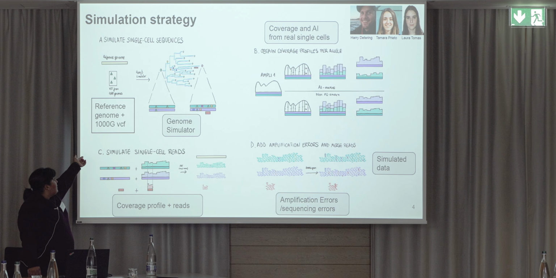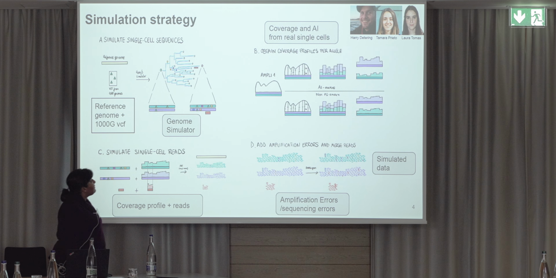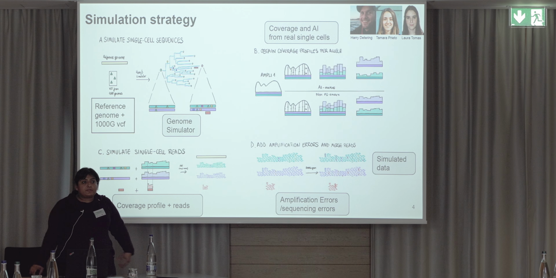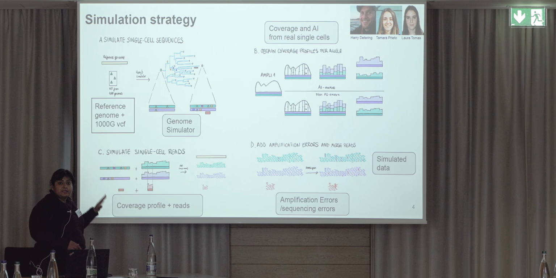So first we simulated the sequences. We introduced mutations based on the cell genealogy. We got the sequence from 1,000 Genomes. And then we took real single-cell data. In our lab, we have a lot of single-cell data. So what we did is we took the coverage profile and allelic imbalance profiles from this data, and we introduced them into our simulated sequences. So basically, these simulations are learning everything from the real data.